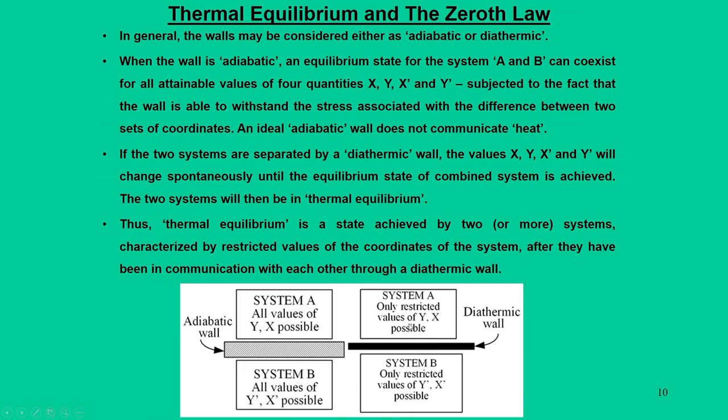And this particular mechanism we call thermal equilibrium. Since we have used the words adiabatic and diathermic, and the change in the system happens through heat transfer, the word thermal equilibrium fits this philosophy. So, we can define thermal equilibrium as a state that is achieved by two or more systems, and it is characterized by the restricted values of coordinates of the systems after they have been in communication with each other through a diathermic wall.